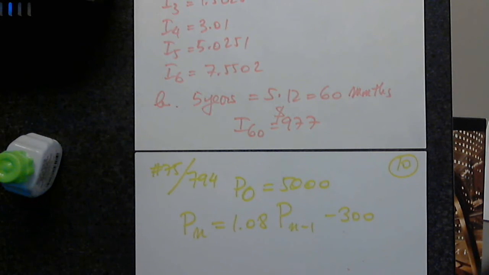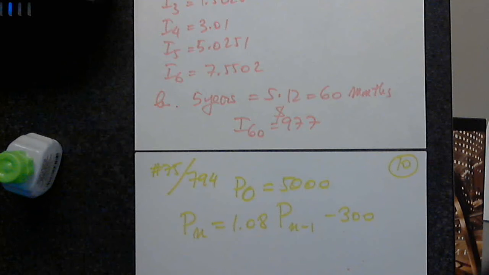So 5,000, where's my calculator? 5,000 multiplied by 1.08 and then minus 300. For the second, when I punch in 2, I have to get, yes. So when I punch in 2, he starts with this, and at the end of the first month is 5,100.